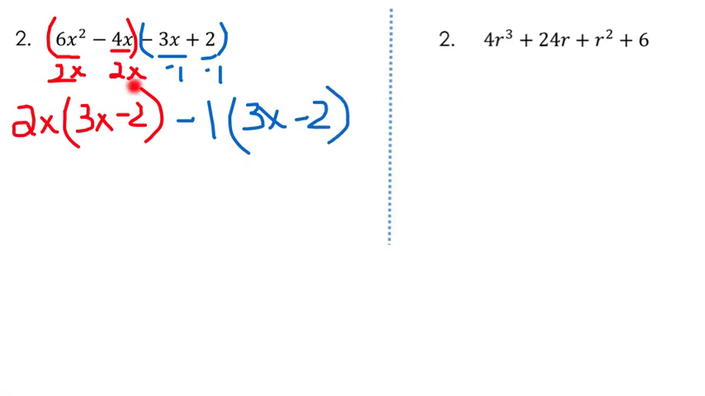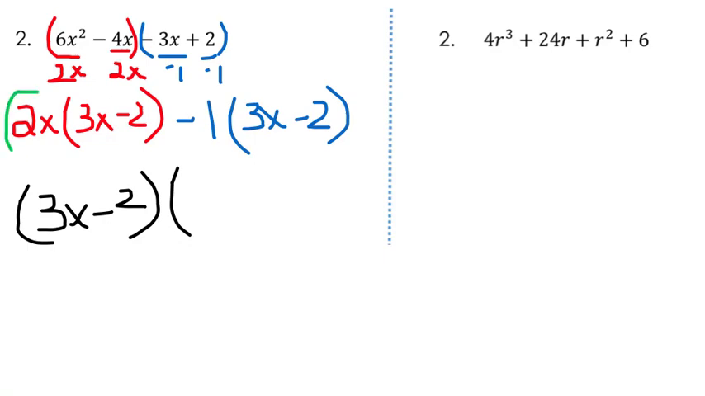For step 3, we wanted to have that matching binomial, and we do. We have a 3x minus 2 on both sides of this expression, so we can rewrite that in front of the problem. So we've got our 3x minus 2. And then what I have left over here is a 2x out front and a minus 1. So that's going to be my second binomial, 2x minus 1.